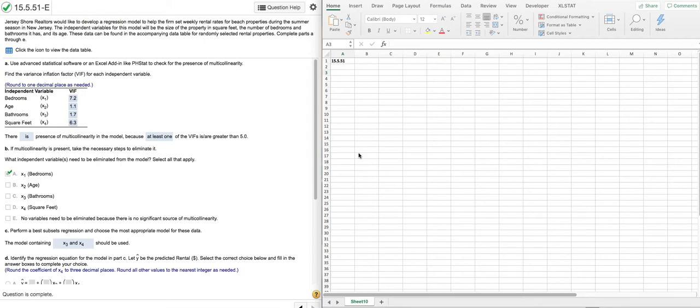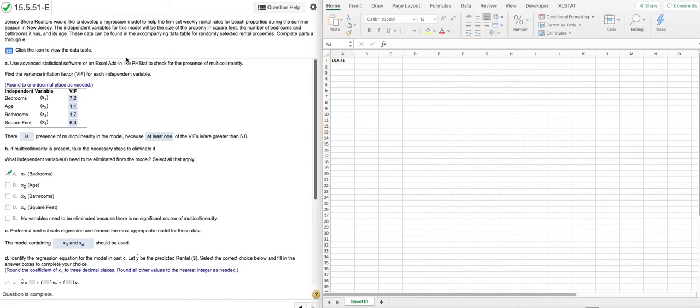This is question 15.5.51. It states that there is a realty group that would like to develop a regression model to help the firm set weekly rental rates for beach properties during the summer season. So independent variables for this model will be the size of the property in square feet, the number of bedrooms and bathrooms it has, and its age.